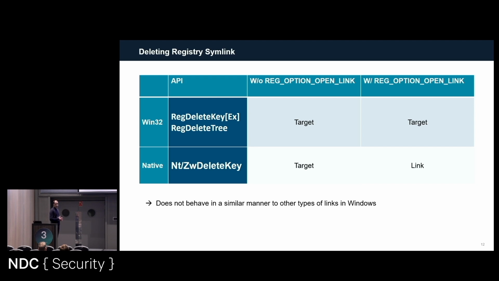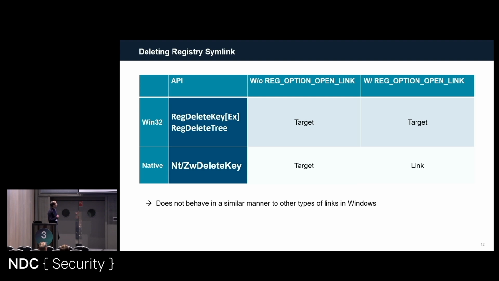Now, if your software opens a key that happens to be a link and it does not specify the option REG_OPTION_OPEN_LINK and then passes that handle to RegDeleteKey or RegDeleteTree, then the target will be deleted. Similarly, what's even more interesting is that even if your software was aware that the key is a link and it opens it with the option REG_OPTION_OPEN_LINK, those APIs would still delete the target rather than the link.